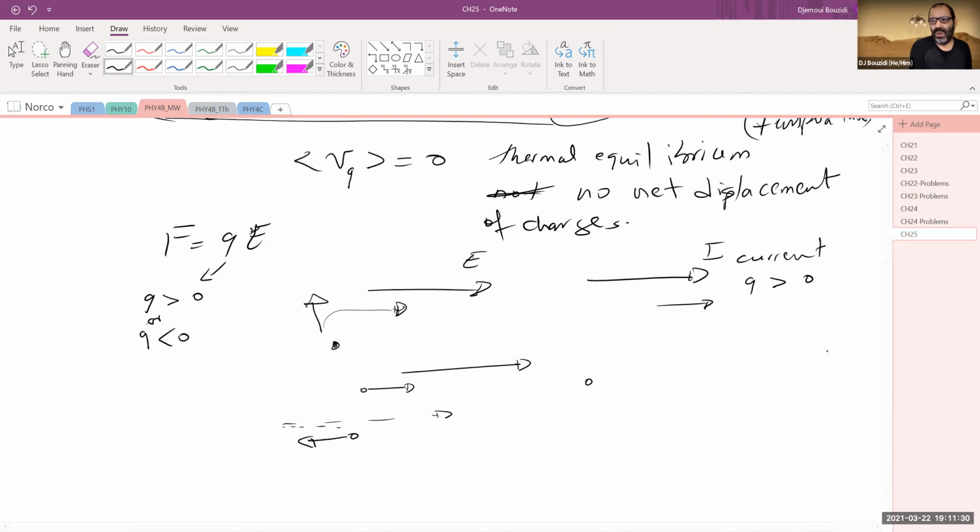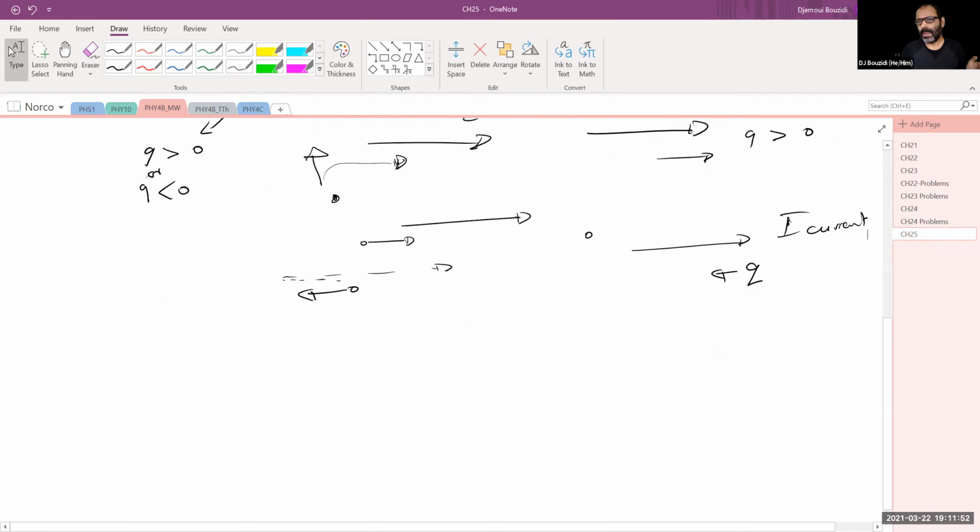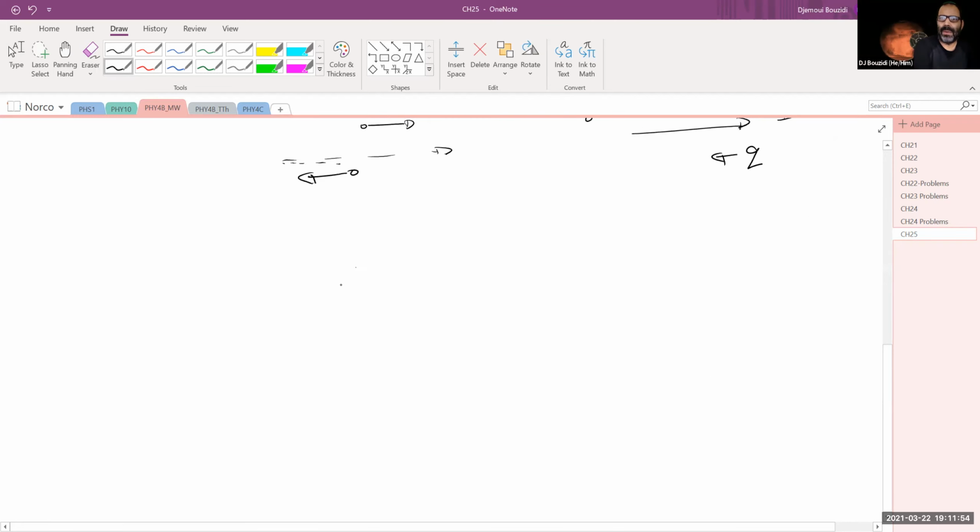Now, if Q is negative, the charges will be moving this way and the current will still move in this direction. In other words, the fact that the negative charge is moving in this direction, I can think of it as a charge moving in the opposite direction, because this is what's going on. In the first case scenario, this is an ion, this is another ion, and let me draw a third one. This has an electric charge in here, this has an electric charge in here, and this is an electric charge.